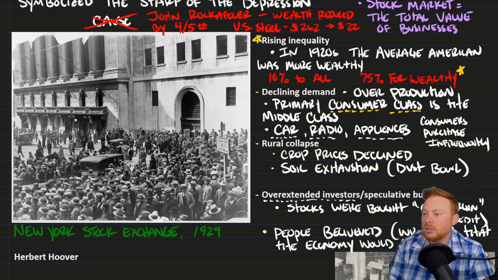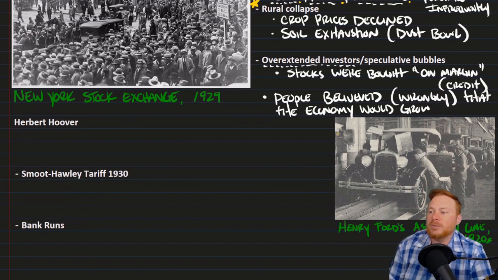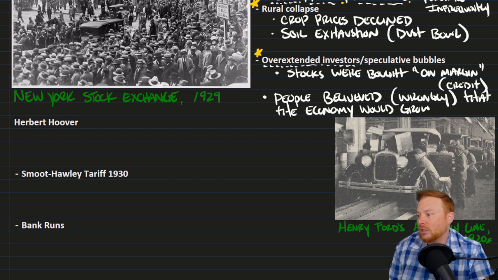Rising inequality wiped out the consumer class. There wasn't a strong middle class to buy things. Industries produced too much. Their projections on sales for cars, radios, and appliances led them to overproduce. Meanwhile, out in the countryside, crop prices are declining, soil exhaustion is going on. The rural part of the country is in trouble. And then on the stock market, investors had allocated money in very poor ways.